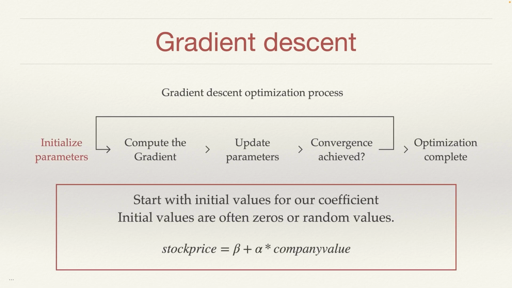So the first step is to initialize our parameters. We start with initial values for our linear regression model. We're not sure about the exact coefficient values that best fit our data, but we need to start somewhere. As an example, in our case, we tried to predict the stock price using company value, and we're not sure about the impact that company value has on stock price. It could be 0.5, 0, or even 10.